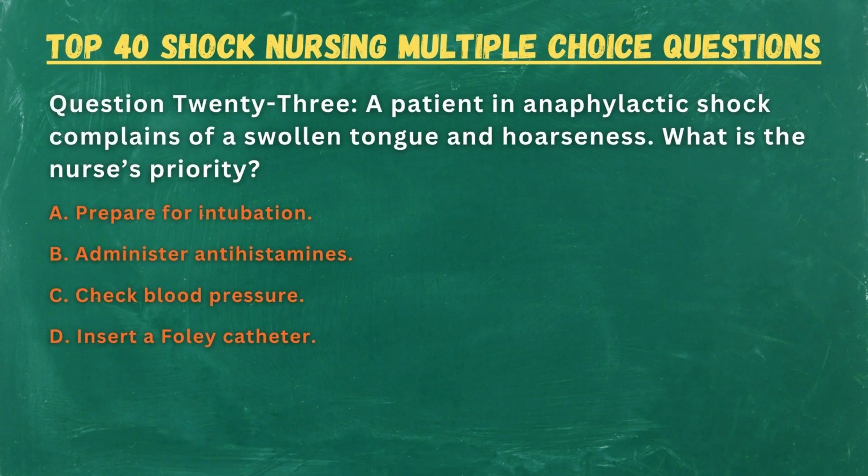Question 23. A patient in anaphylactic shock complains of a swollen tongue and hoarseness. What is the nurse's priority? A. Prepare for intubation. B. Administer antihistamines. C. Check blood pressure. D. Insert a Foley catheter. Answer: A. Prepare for intubation.